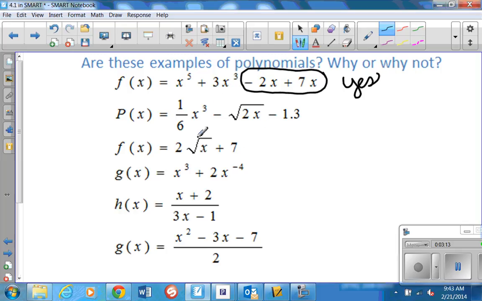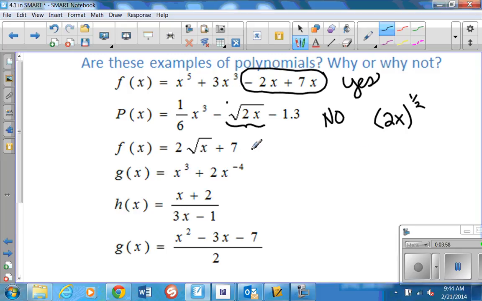All right. How about this guy? It's okay, I can have fractional coefficients. But wait a minute. How could we write a square root with an exponent of the 1/2 power? That's a problem. Because any square root, I could write that as 2x to the 1/2 power. So actually, this is a problem, because remember, I can't have fractional exponents. So this is not a polynomial.